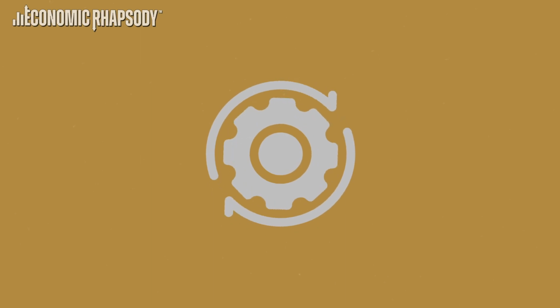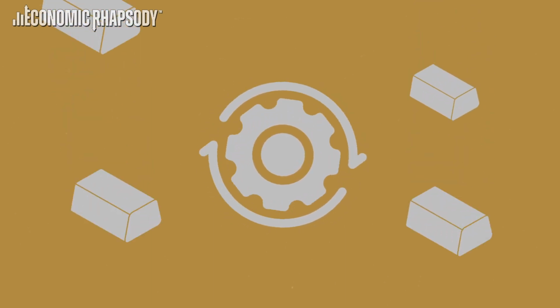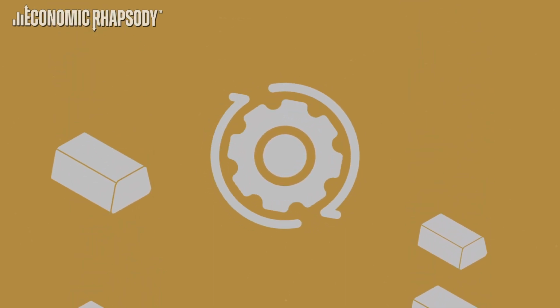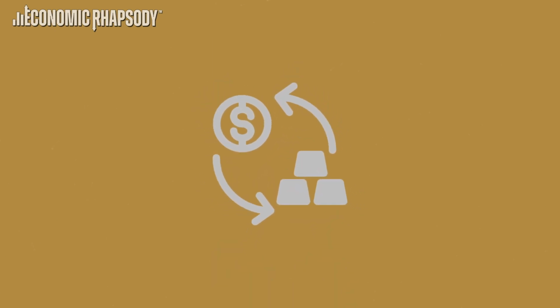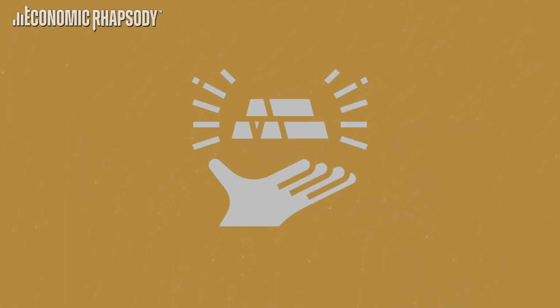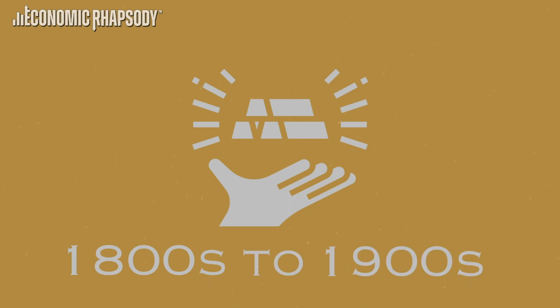Simply put, it refers to a monetary system where a country's currency is backed by a fixed amount of gold, which means that the government guarantees to exchange its currency for gold at a fixed price. This system has been in use in various forms throughout history, but the one we'll be focusing on is the classical gold standard, which was in place from the late 1800s to the early 1900s.